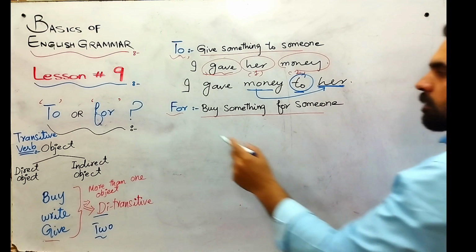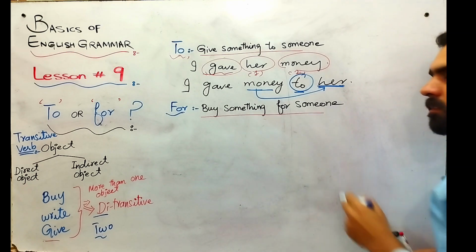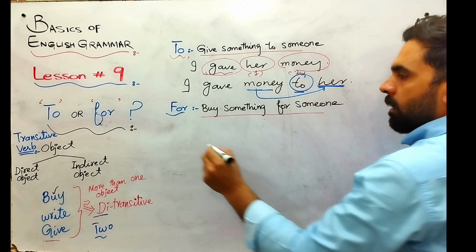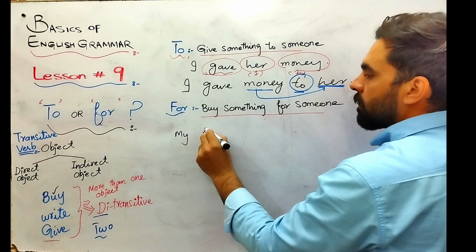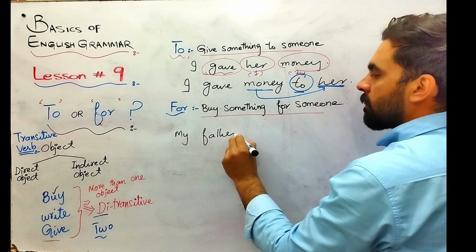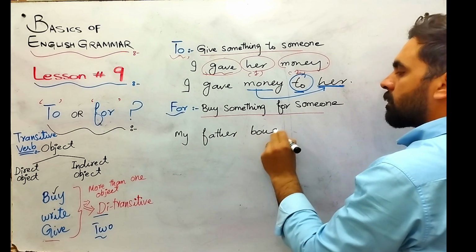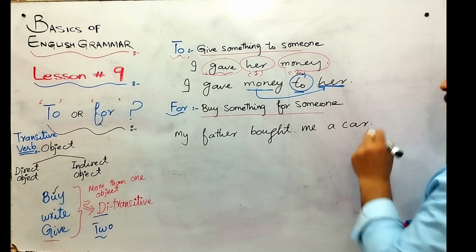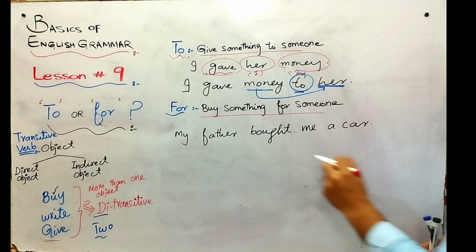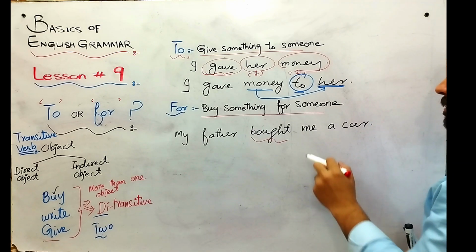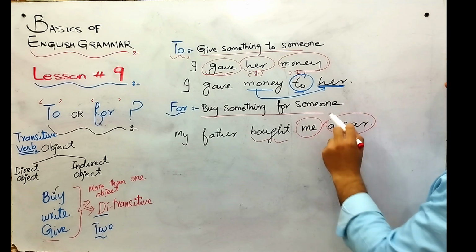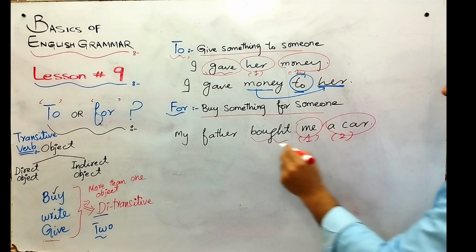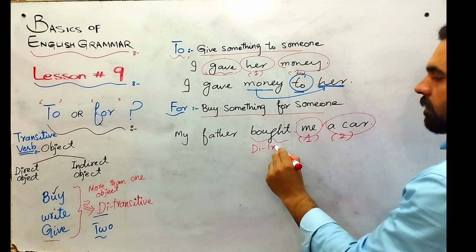In the same manner, for is used when we buy something for someone. For example, let's take this verb. Let me say, my father bought me a car. We can see this verb is used along with two objects. The first object is me and the second object is a car. So we can say this is a ditransitive verb.